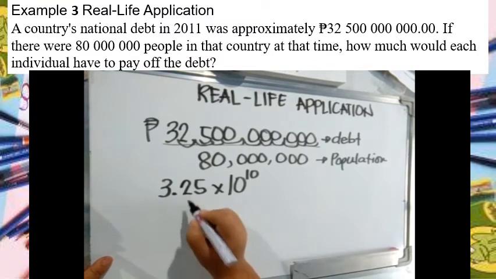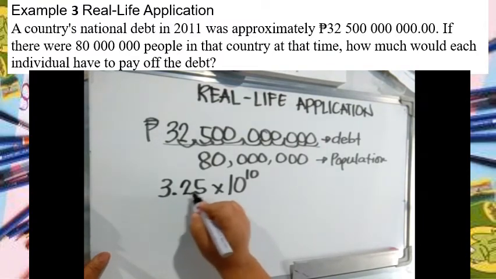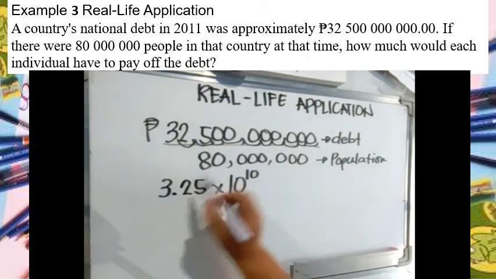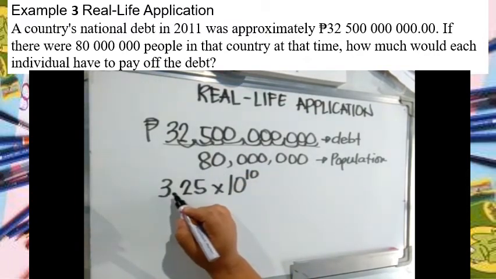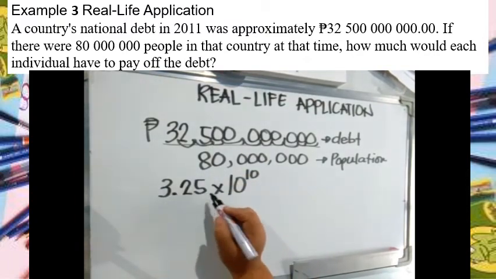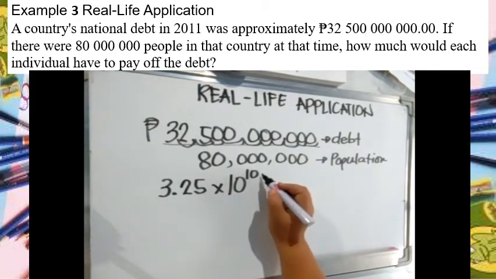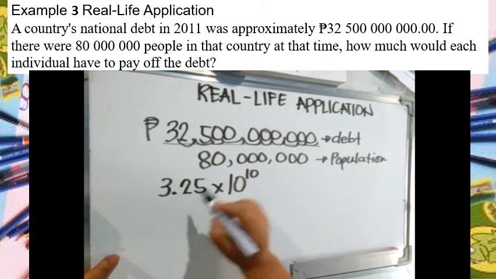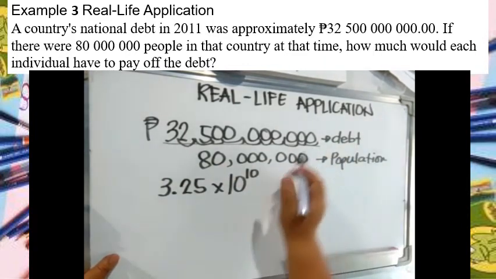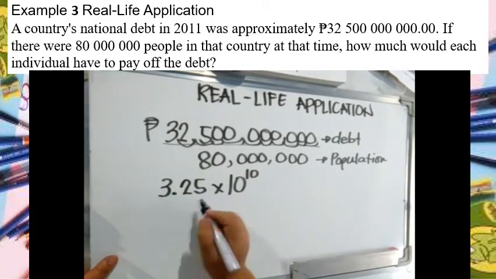Okay? So, teacher, ngano naa si 25, 3.25? Yes, kay dili siya 0, i-apil na siya sa decimal numbers. Okay? Nasabtan? 3.25 times 10 to the power of 10 is equal to 32,500,000,000. Mao ni iyahang scientific notation.